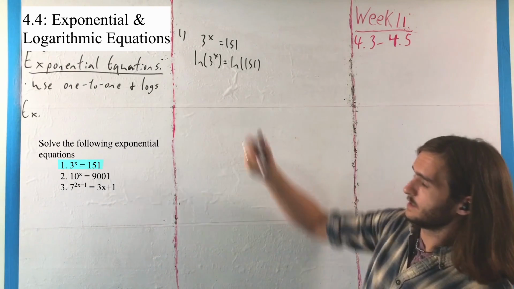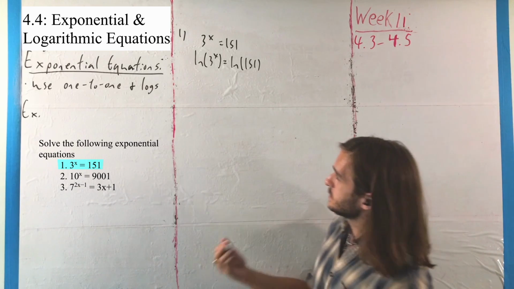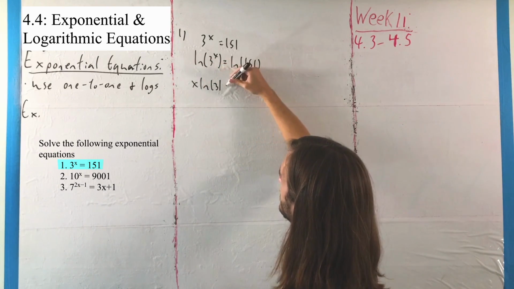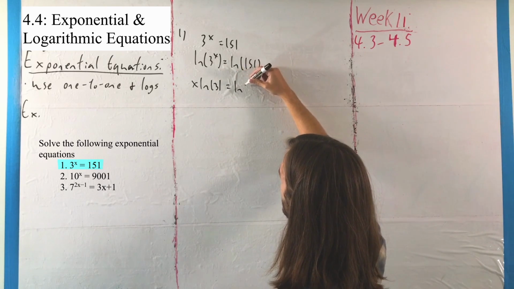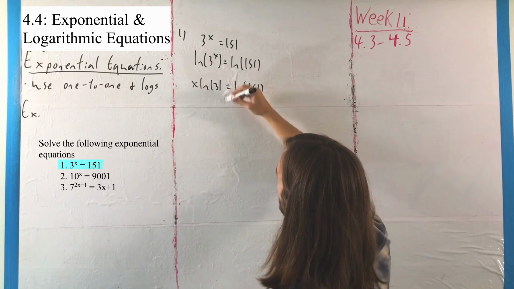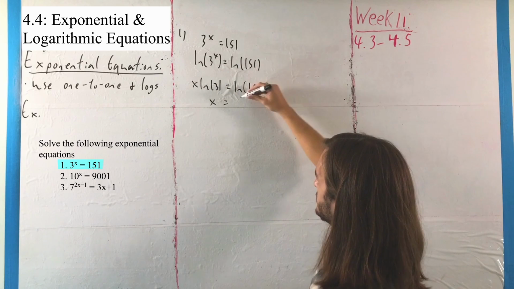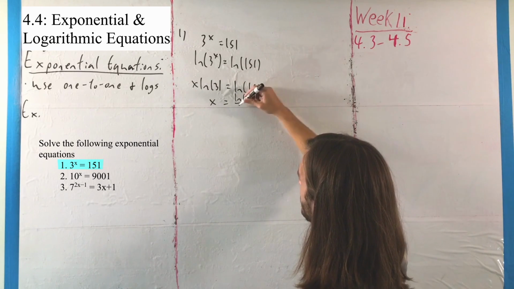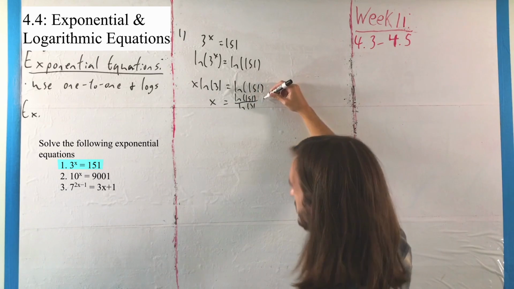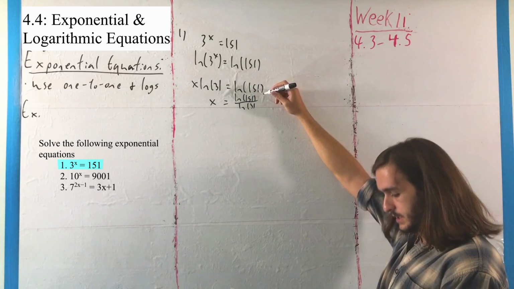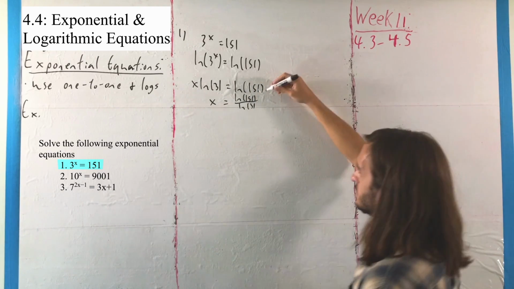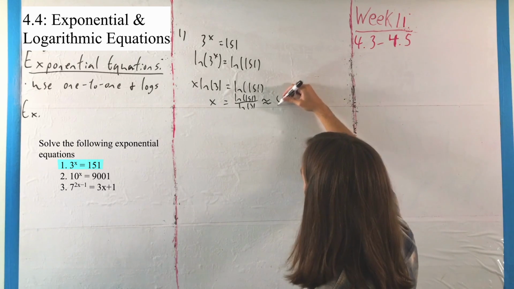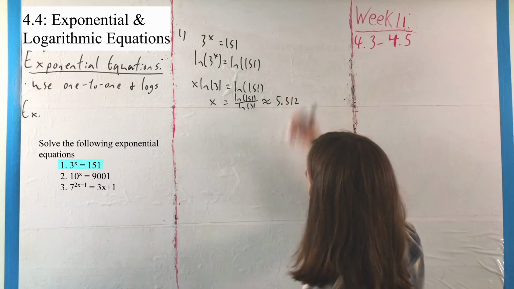Anyway, for this, we're then going to make the best of our situation here and pull out the x. We get x ln 3 equal to ln 151. So x is equal to ln 151 over ln 3, which is the exact answer I'd normally be looking for, but just so you have a better sense of what that is, it's going to end up being about 5.512.